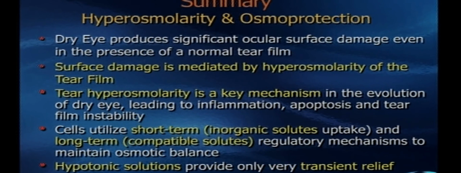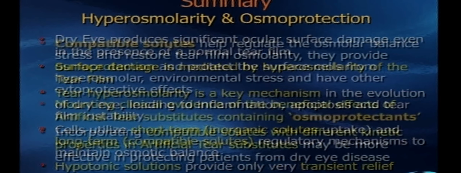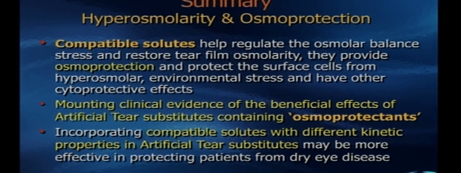To summarize, dry eye produces significant ocular surface damage which is mediated by hyperosmolarity, and which is one of the key mechanisms in the evolution of dry eye. And cells ordinarily use short-term inorganic solutes and long-term compatible solute regulatory mechanisms. Hypotonic solutions provide only very transient relief. Compatible solutes help regulate the osmolar balance and provide osmoprotection, and there is mounting clinical evidence of the beneficial effect of all of these, and incorporating compatible solutes with different kinetic properties may be more effective in protecting patients from dry eye.